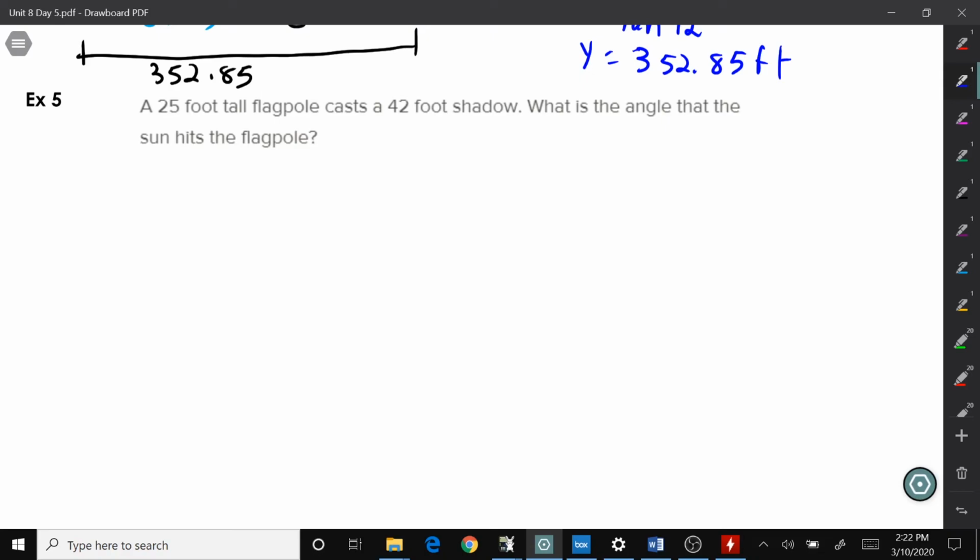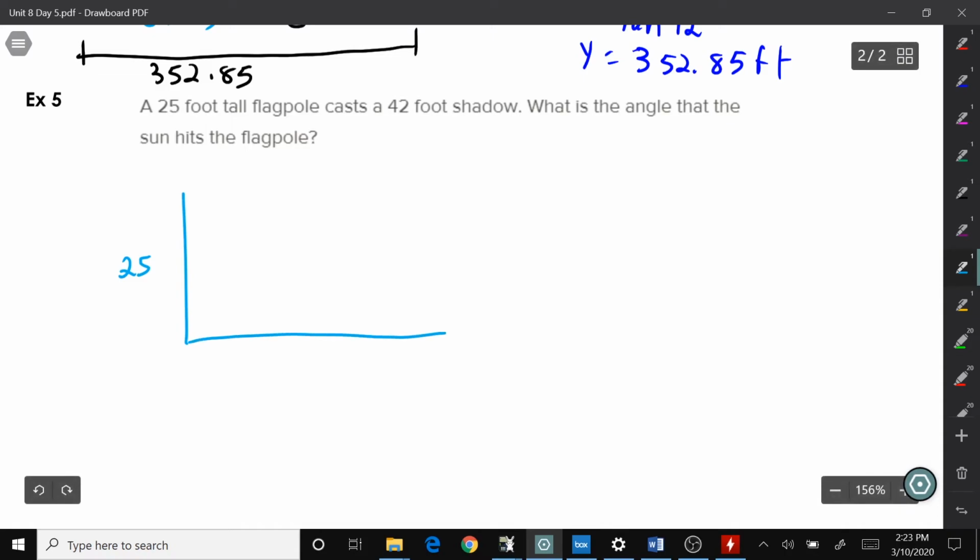Okay, we're skipping example 4 because it's a beast of a problem and I don't want to lose you guys, so I'm going to explain it when I come back. But we can do example number 5. We have a 25-foot flagpole, so 25, and it says it casts a shadow that's 42 feet. Okay. Now, we're asked what is the angle that the sun hits the flagpole.